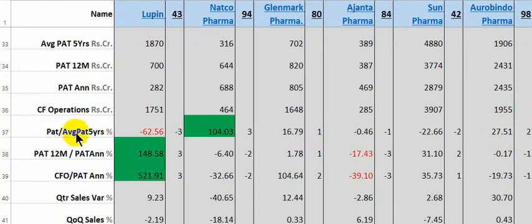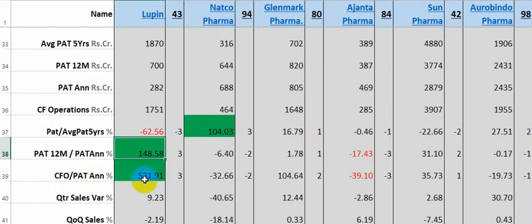The highest profit earned above the average was by Natco, and Lupin's last year's profit fell by 62% below the average of the last 5 years. In terms of profit after tax, that is a year-on-year growth rate in profit, Lupin had the highest growth rate of 148%, and Ajanta Pharma had profit which declined by 17% year on year.